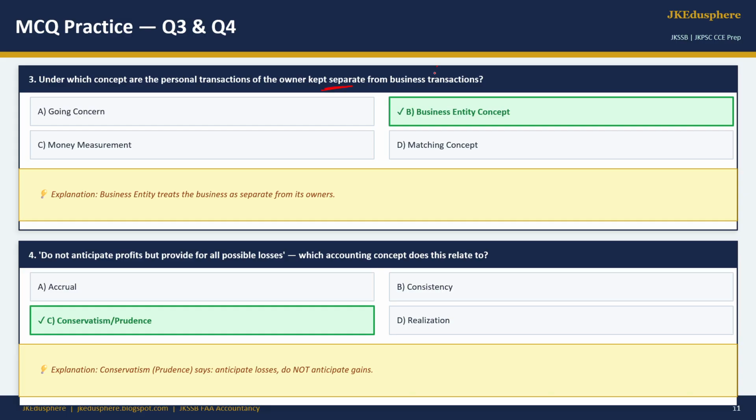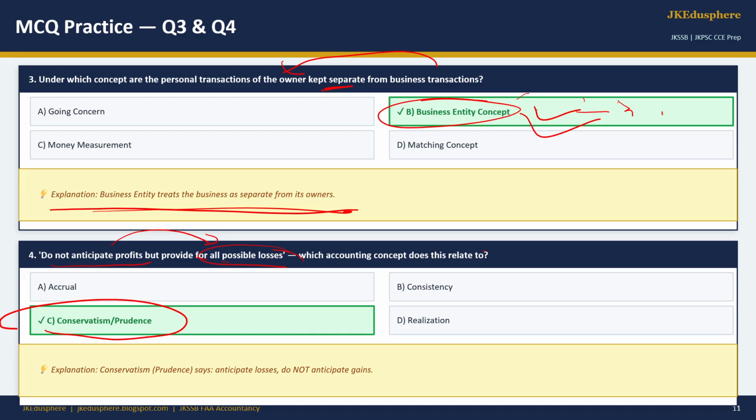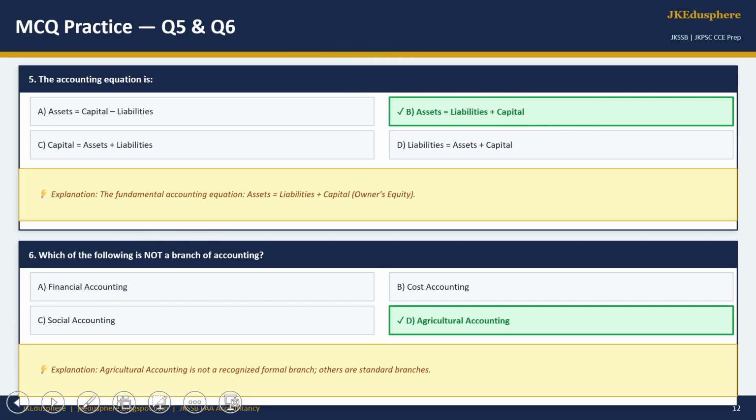So the next part is separate from business transaction, that is business entity concept. This means that business and owner are different entities. We have given an explanation as well, you can read. So do not anticipate profit but provide for all the possible losses. So this is conservatism principle, says anticipate losses and do not anticipate profit.